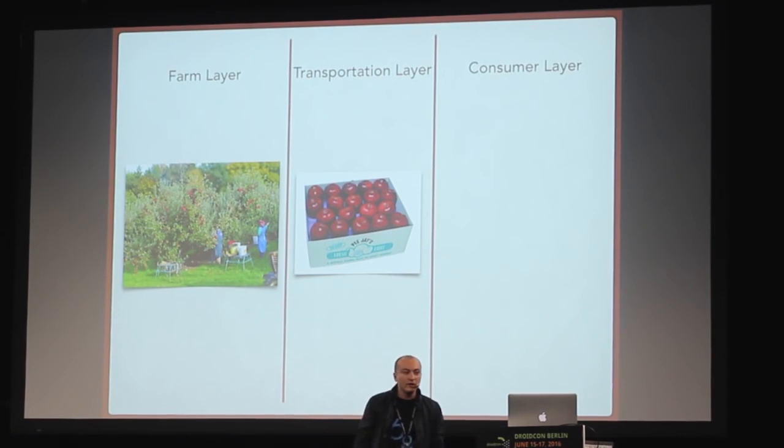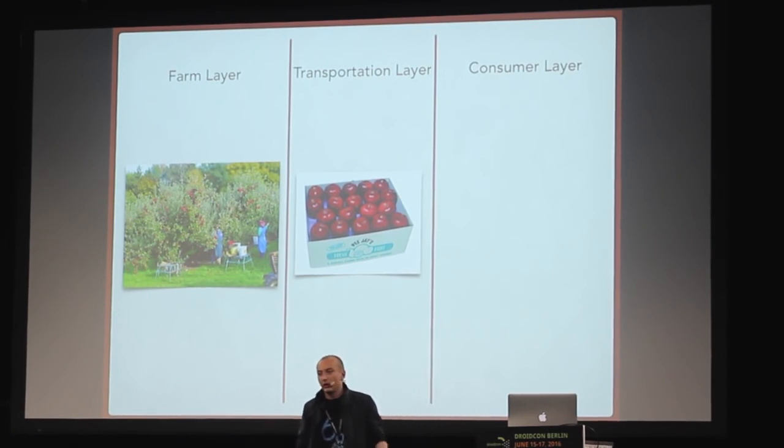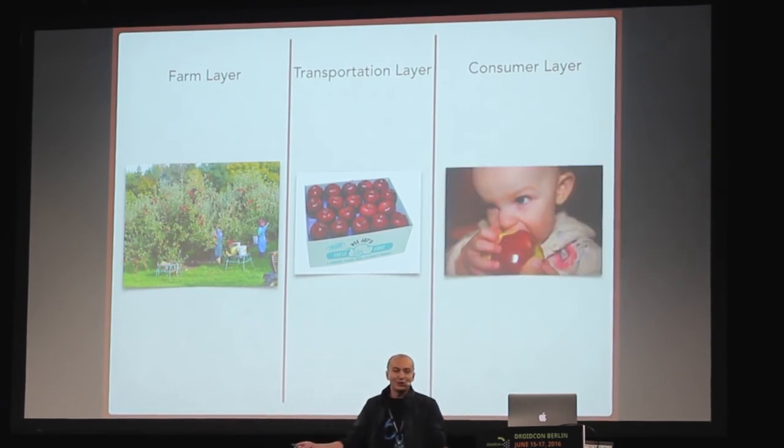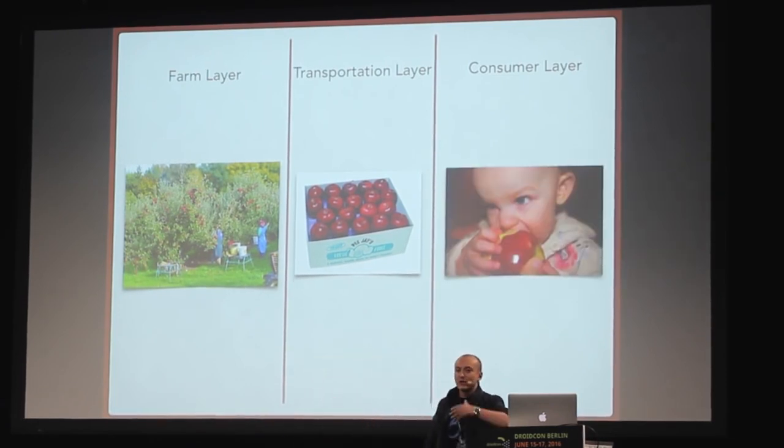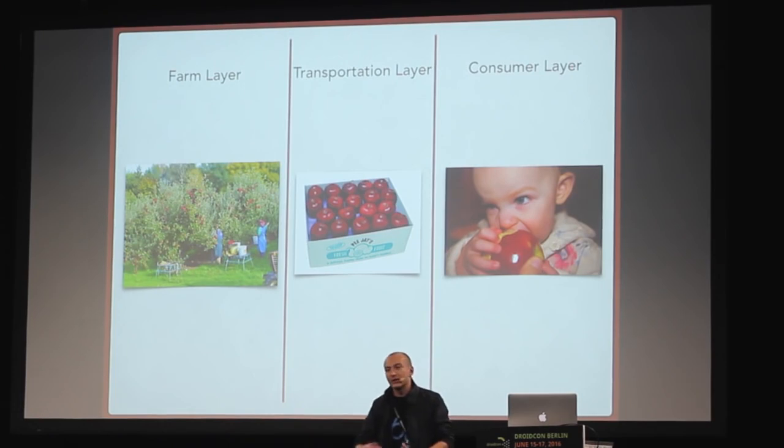And then at the end of the day, the consumer is trying to get an apple. Should he eat the box together with apples, with paper? It's not very healthy. So we need to just give him the straight apple. So that's the analogy which tries to show you that each layer should have their own data models.